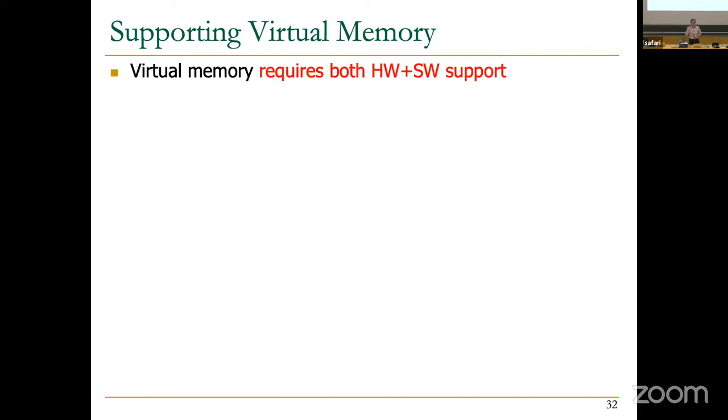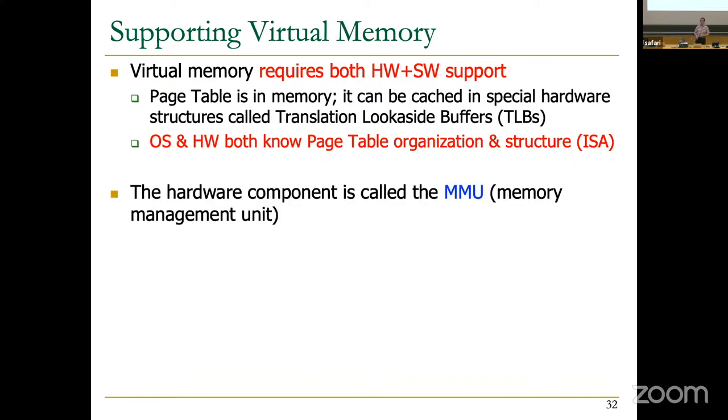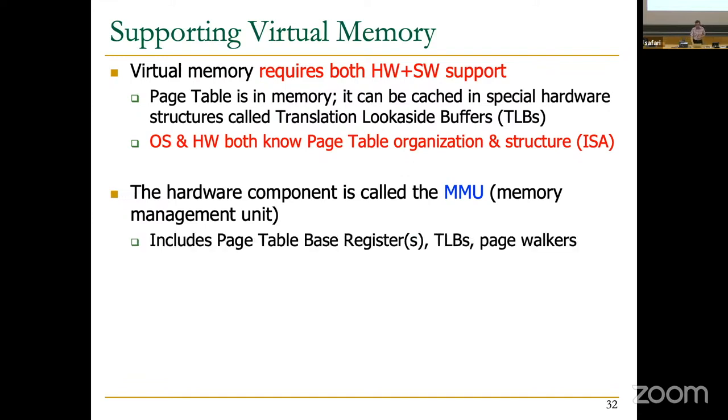Actually, I have a lot of interesting things over here, so we're not done yet. But as I said, virtual memory requires both hardware and software support. Page tables are in memory, and can be cached in special hardware structures, as we have just seen. And the OS and hardware both know the page table organization and structure through the ISA. The hardware component is called the MMU. If you hear this term, it's the memory management unit. It refers to the hardware component, everything that's in hardware. It's not just the TLB. It refers to the page walker and then also the page fault handler, as we will see. Well, part of the page fault handler, I should say.